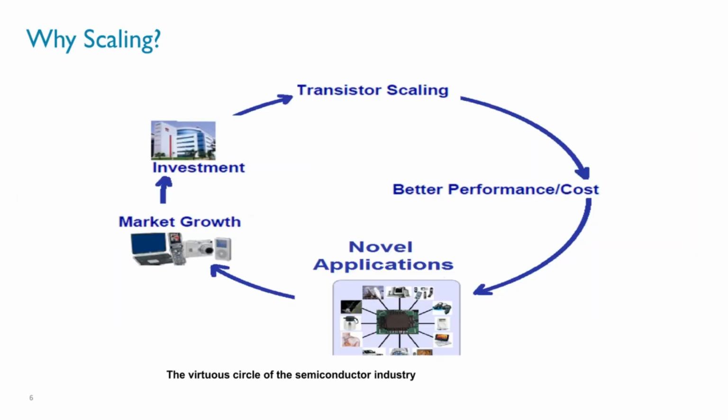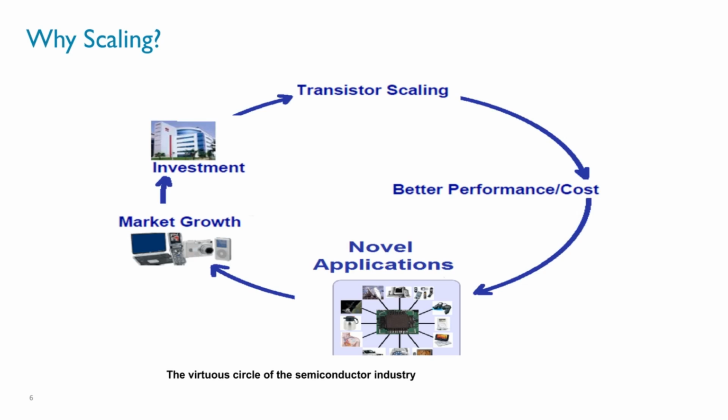This page answers the fundamental question. Why do we keep scaling? We just saw Moore's law on the previous page, which describes how transistors get smaller and more numerous over time. This diagram explains the powerful engine that drives that trend. It's called the virtuous circle of the semiconductor industry. A virtuous circle is a cycle where each step positively reinforces the next, leading to continuous improvement.